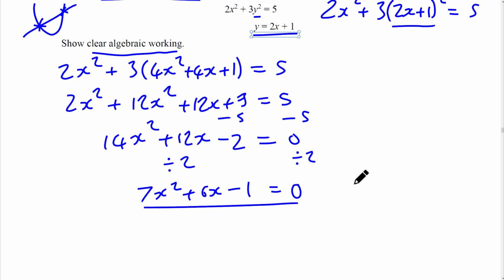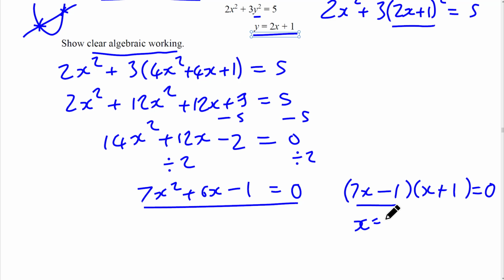You could actually do this by inspection, because you know 7 is prime. It's got to be this, right? You're going to have a 1, but you've got a plus 6, so that's got to be plus 1 here, and minus 1. Expand that, that will equal that. So you have to solve this. So x equals 1 over 7. So make that 0 and x equals minus 1.